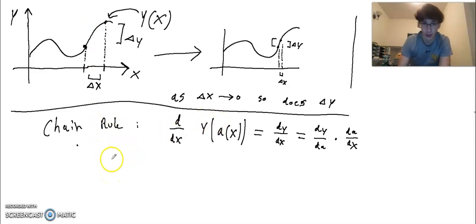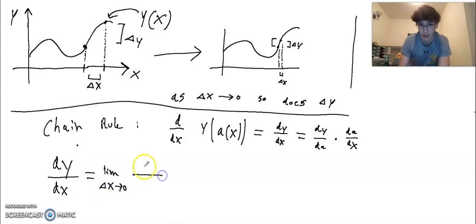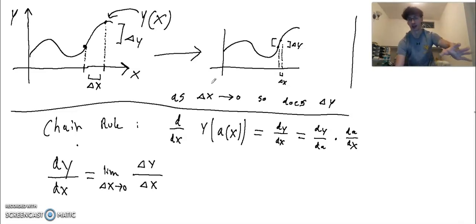So the derivative dy/dx is the limit as delta x approaches 0 of delta y over delta x. That's our fundamental definition of the derivative. Our change in y over change in x is the slope of a function, and then if we take the limit of it as the change in x approaches 0, that's going to be our derivative.